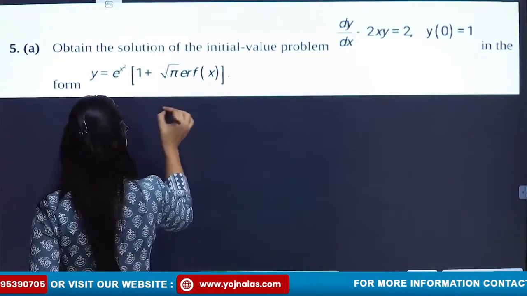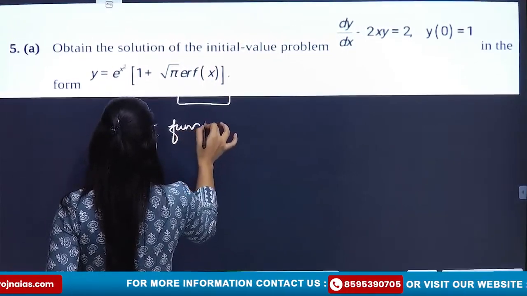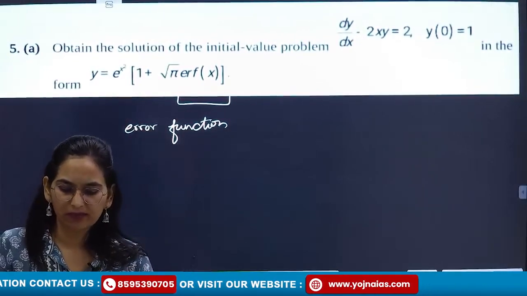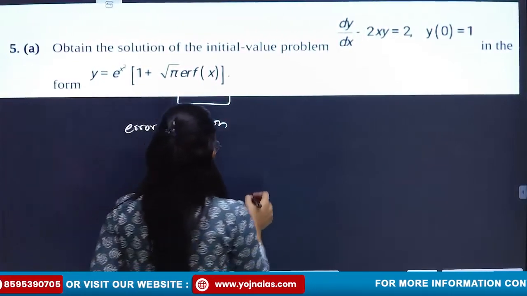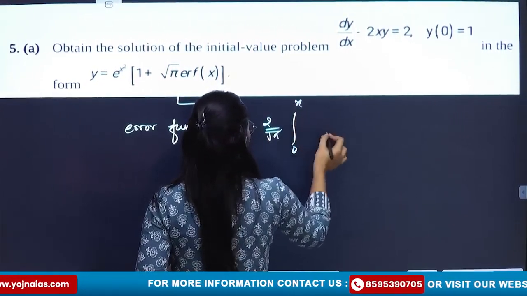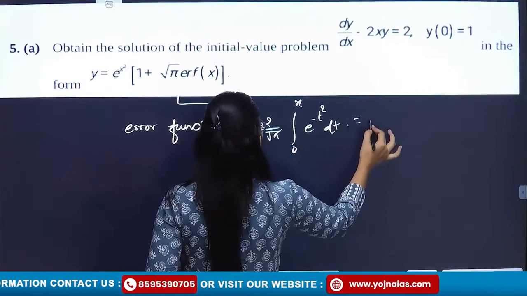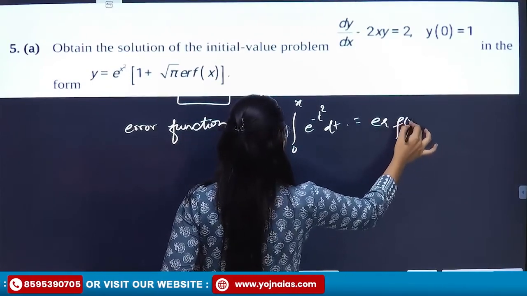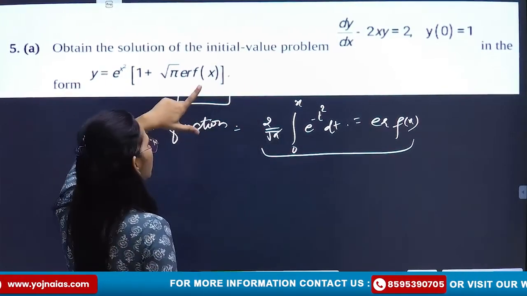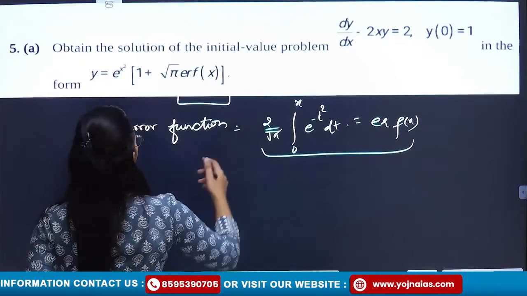What is this? Error function. And how is this defined? Have you ever studied the error function? We know the error function is 2 by root pi times the integral, that is the definition. Write the error function. We need the solution of that equation to be in this form. We will see later whether this happens or not. That is dy by dx.